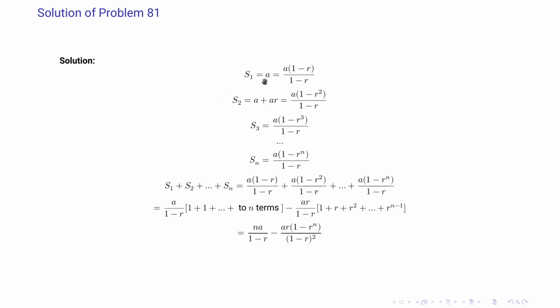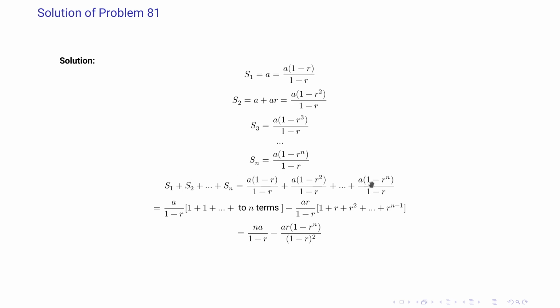So S1 would be A. We can rewrite this as A into (1 minus R) by (1 minus R). S2 would be A plus AR. We can rewrite this as A into (1 minus R squared) by (1 minus R). S3 would be A into (1 minus R cubed) by (1 minus R). And similarly, for the nth term, Sn is equal to A into (1 minus R to the power n) by (1 minus R).